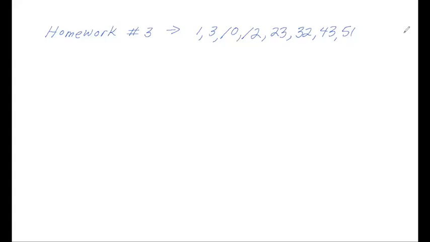This is homework 3, and we will be doing problems 1, 3, 10, 12, 23, 32, 43, and 51. Problem 1. And by the way, this is from the book University Physics, 14th edition.